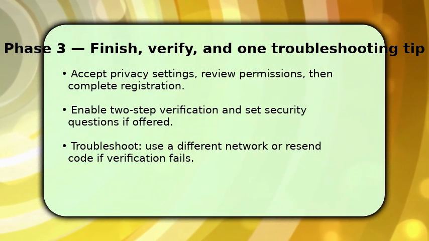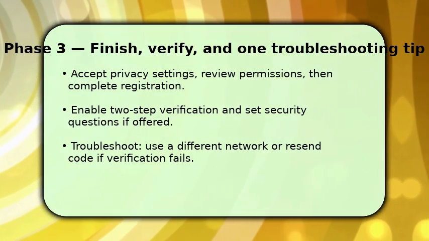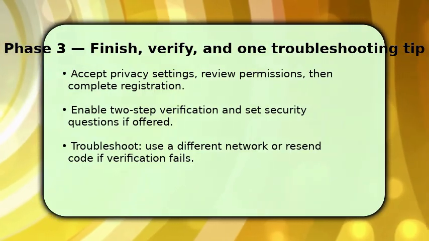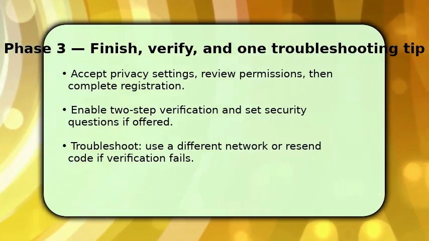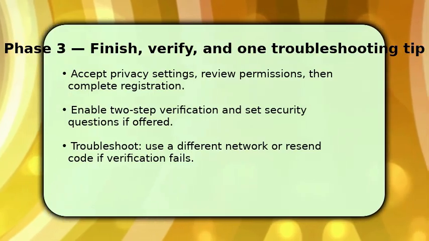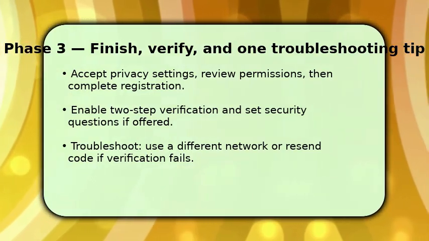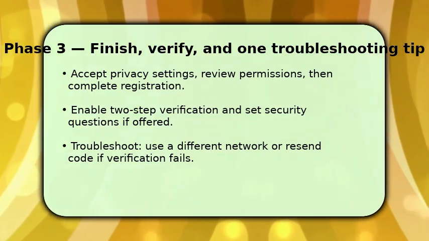You should enable two-step verification and set security questions where available. These steps reduce risk of unauthorized access. After signing in, check contacts and adjust chat/privacy settings so you control who can message you. If verification fails, try resending the code, switch to a different network or device, and ensure your phone can receive international SMS.